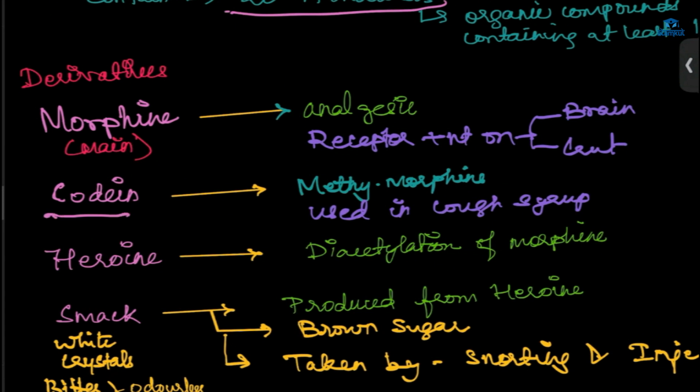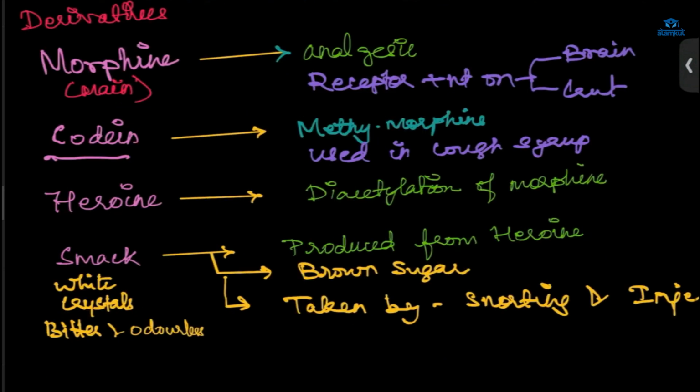So what was I telling? This morphine, if we add methyl, CH3, what will happen? It will become codeine. And this codeine is used in cough syrup only in small quantity. It does not affect much, so that's why permission is given.